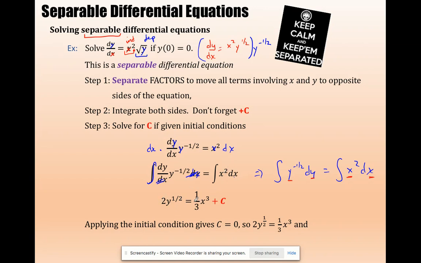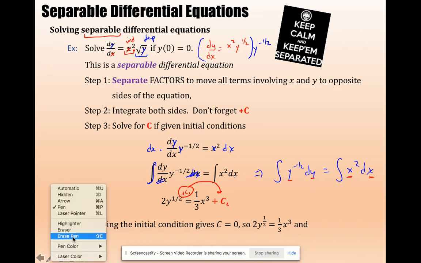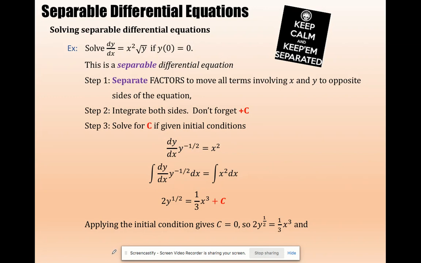X squared is x cubed over 3. Technically, there is a plus c on this side and also a plus c on that side. Please don't tell me they cancel out. They're not the same constant, right? This is like constant 1 and this is like constant 2. So I can move this different constant over here, which means I have just one constant, which is why we usually write it like that.